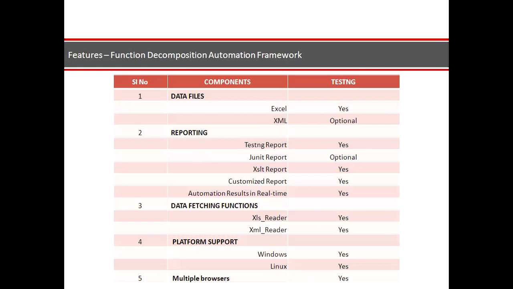Features of our function decomposition framework are as follows. First is data files. We have options for Excel and XML and reporting. Different sets of reports will be generated after the test script execution. They are as follows: TestNG report, JUnit report, XSLT report, customized report, and automation results in real time. Third one is data fetching functions for Excel and XML with the help of XLS Reader and XML Reader. Next is platform support for Windows and Linux and execution on multiple browsers and multiple versions of the same browser.